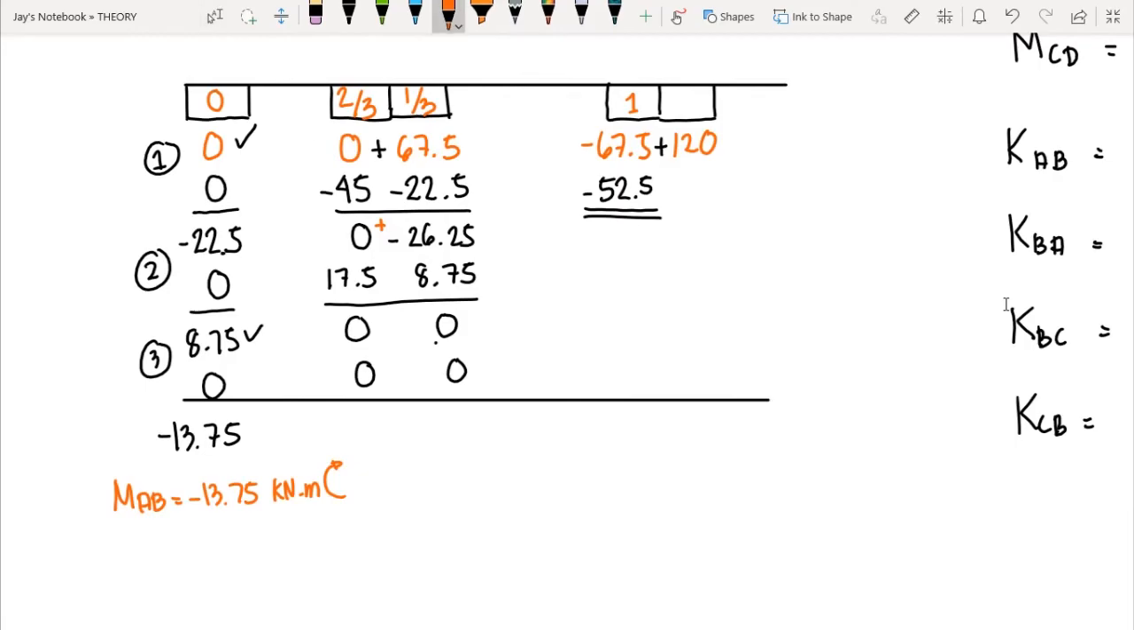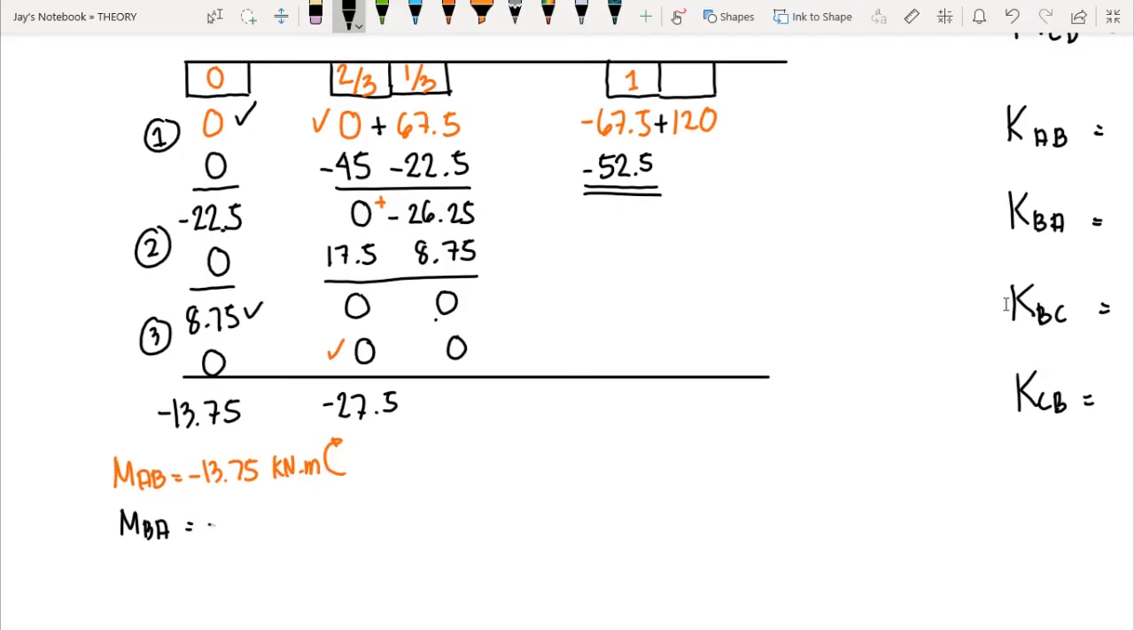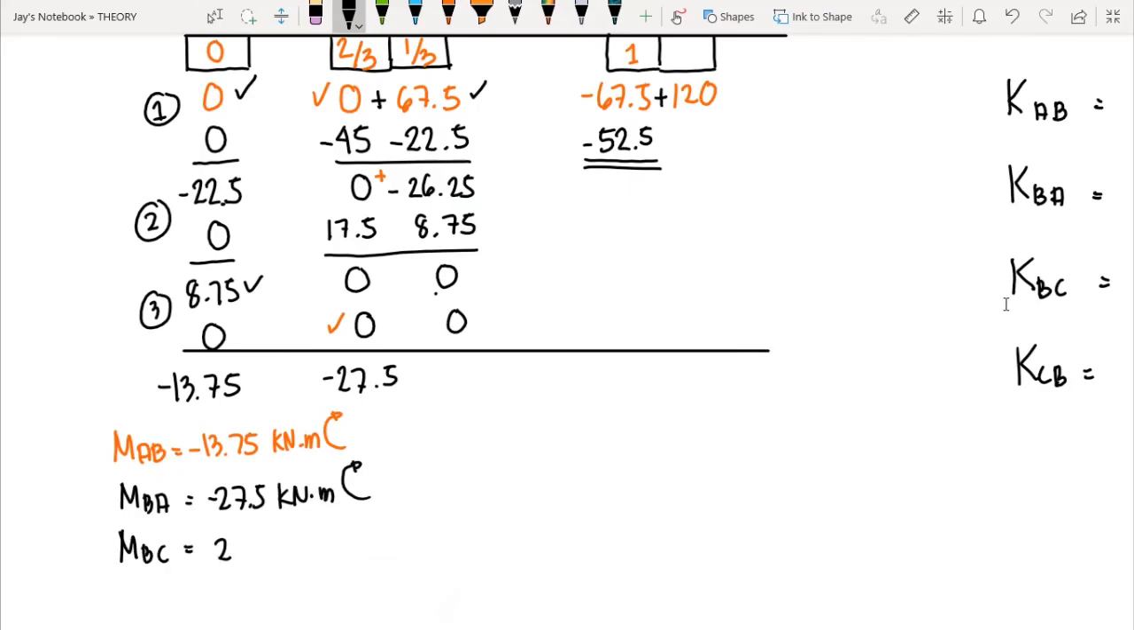Now on the side of BA, we add from 0 to 0. So we have negative 27.5. So our moment BA is negative 27.5 kilonewton meter. So the rotation is clockwise as well because we have a negative sign. On the side of BC, we have 67.5 minus 22.5 minus 26.25 plus 8.75. That would give us MBC equals 27.5 kilonewton meter, and the rotation is of course counterclockwise. The same value with BA but opposite in direction because again this is in equilibrium.